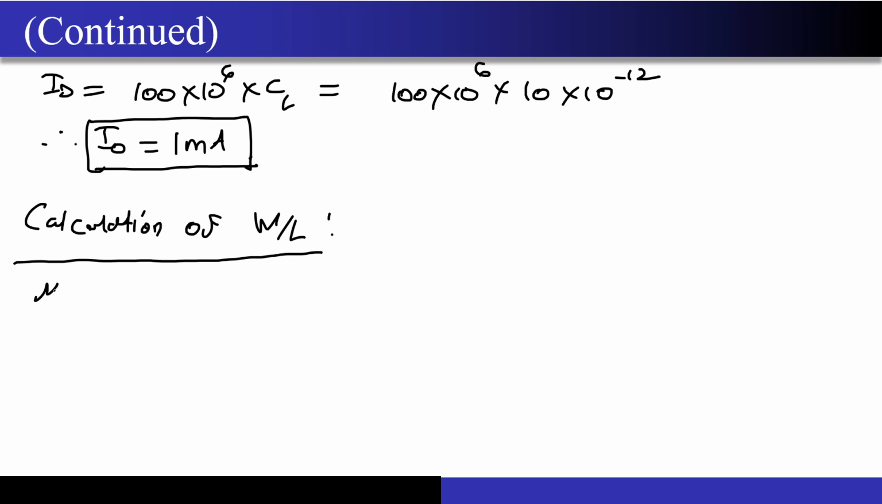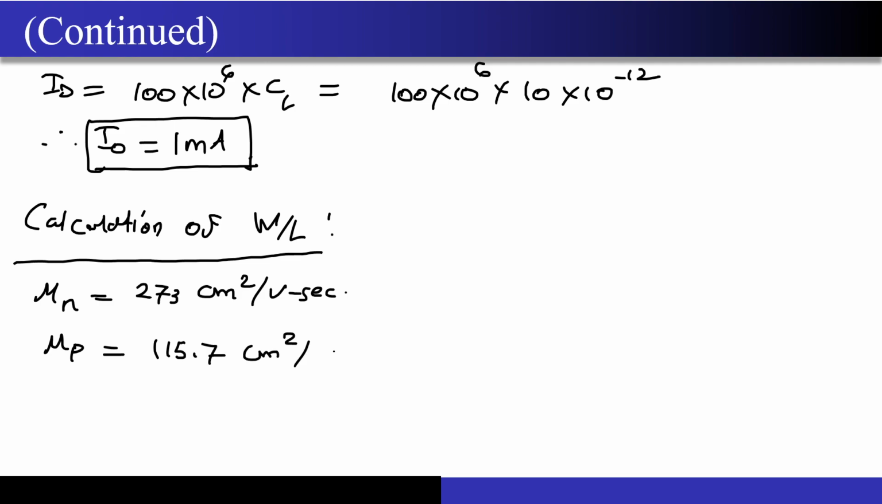So from the PDK, I am taking some data now. Mu n is around 273 centimeter square per volt second. Mu p is around 115.7 centimeter square per volt second. Correct? The thickness of the oxide was given as 4.1 nanometer. Correct? The epsilon of SiO2 they have given around 3.97. Correct? So first let's calculate the COX, right?